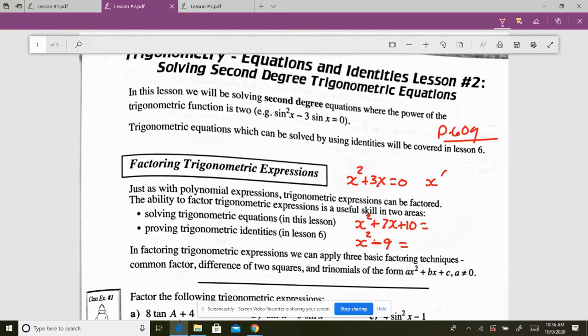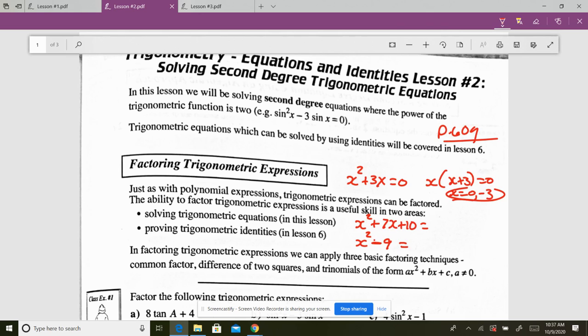So I would write it as x plus 3 is equal to 0. What would x be? What are my answers? 0 and negative 3, right? Remember doing that in grade 11? All right, what about this one?